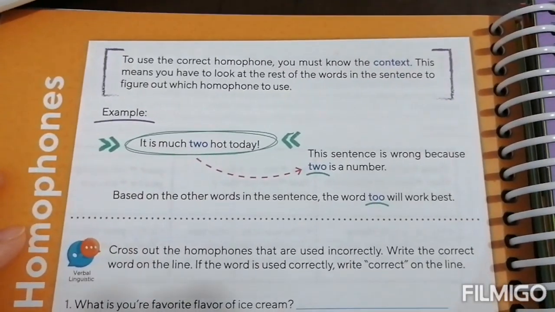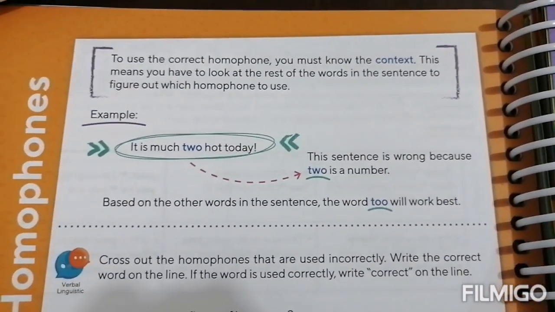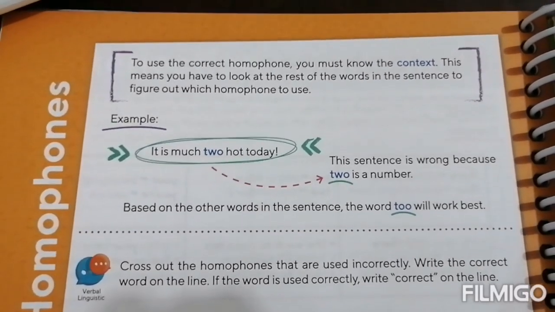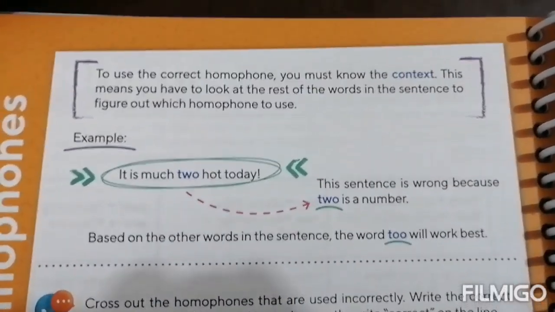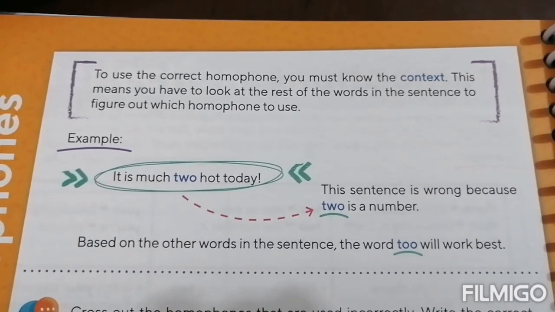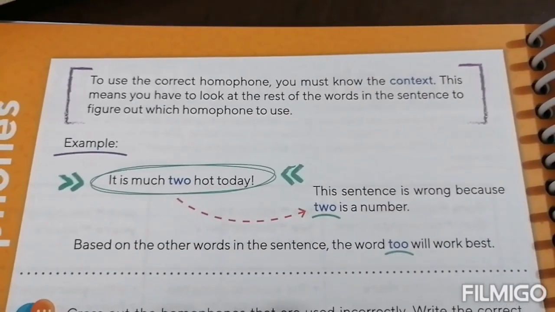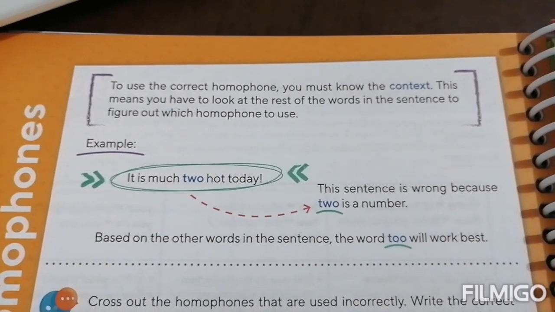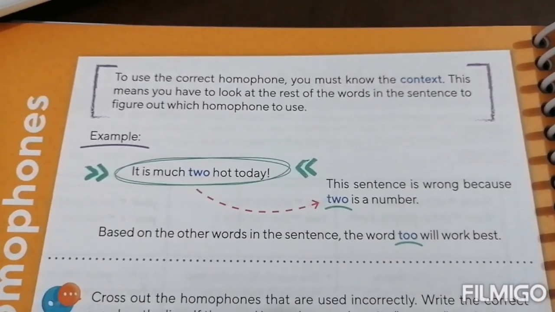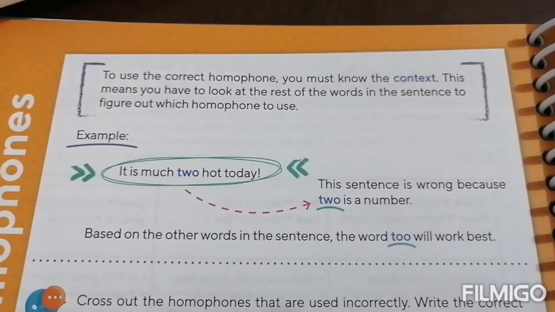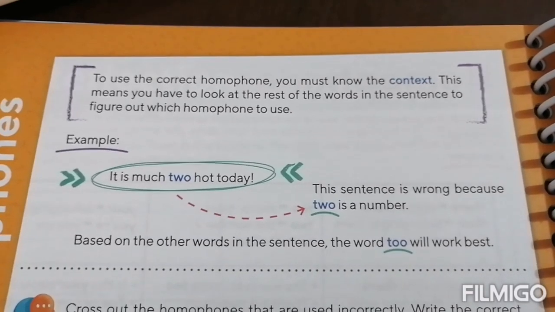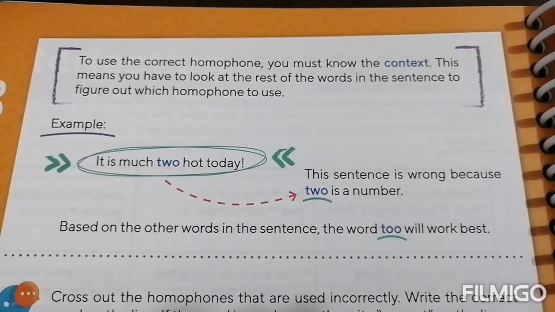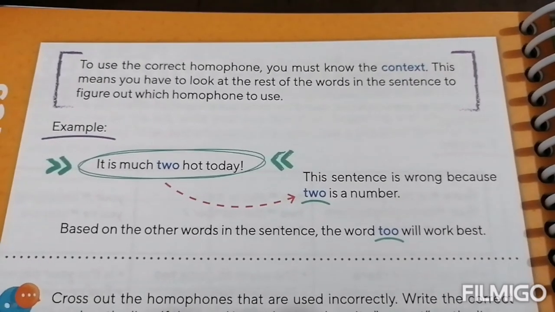As you could see in the previous page, I had to read all of the sentence to know the context of the sentence. And it's basically the information on this part. It says, to use the correct homophone, you must know the context. That means you must know what the sentence is talking about. This means that you have to look at the rest of the words in the sentence to figure out which homophone to use. As an example, it is much too hot today.